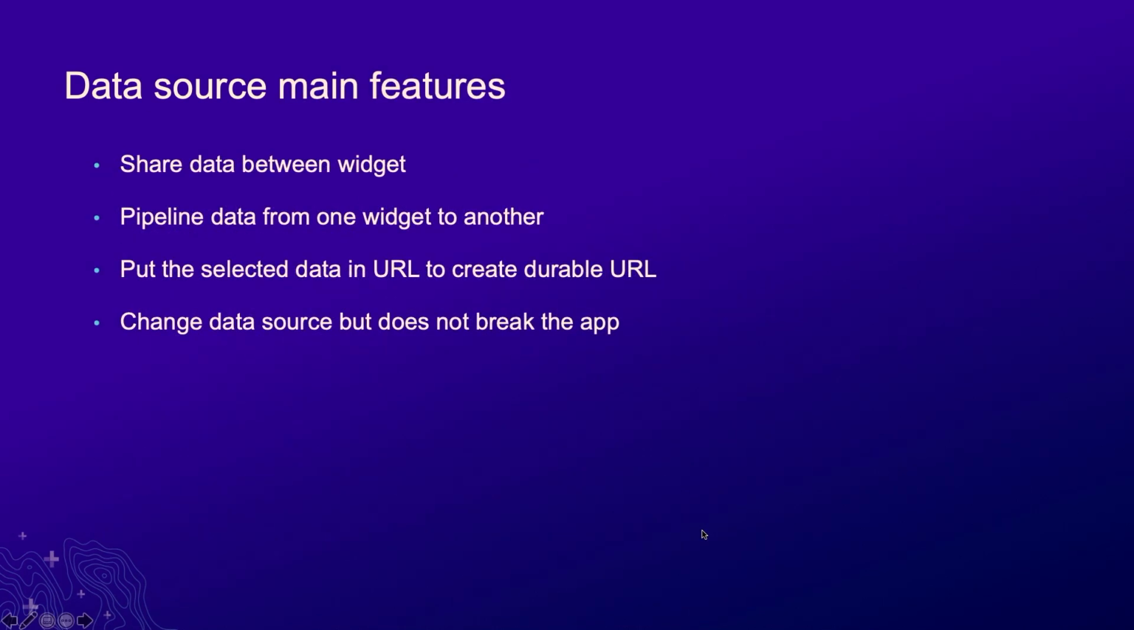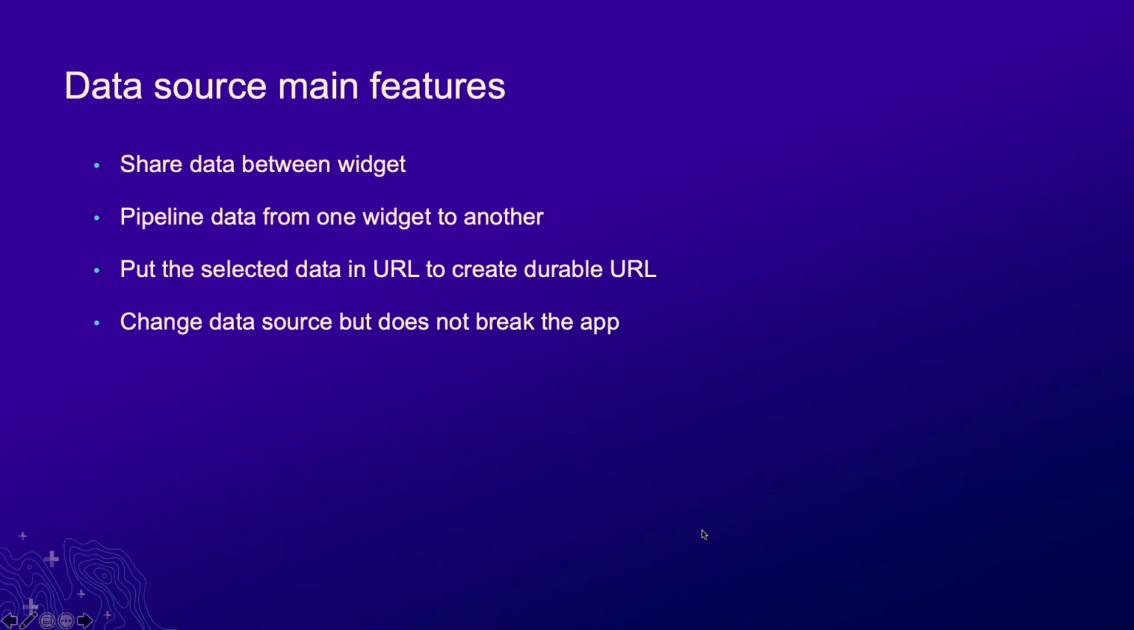So what are some of the main features for the data source? Well, it has the ability to share data between widgets. It provides a pipeline for data from one widget to another. And you can create data at runtime, and I'll show you an example of that. And then you can create a selected data source in the URL to create a state for the URL.